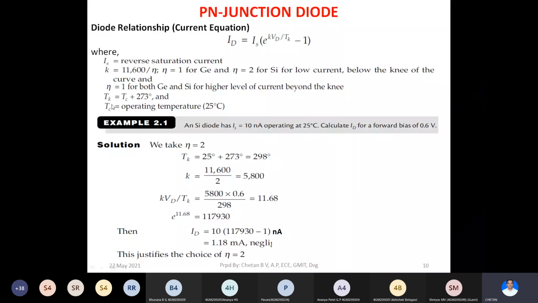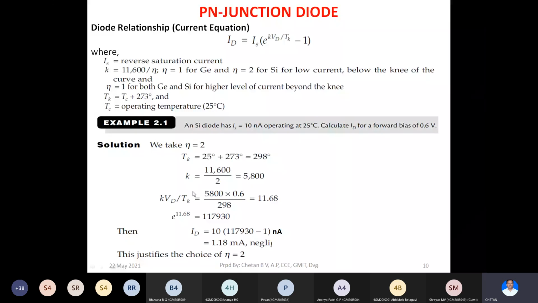So using this Tc you can calculate Tk. After calculation of Tk you can insert the value of Tk here. Then afterwards they have given 0.6 volt. So this 0.6 volt is nothing but the Vd value. They have given the Vd value and they have asked you to calculate Id. As you know the Tc value, first calculate Tk. So Tk is 25 degrees centigrade plus 273. So here you insert 25. So what you get is 298 degree kelvin.